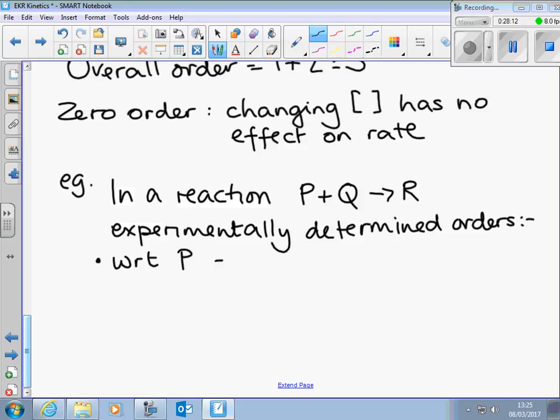And if we found that the order with respect to P was 2, but if we kept P constant and varied Q, we found that actually varying Q had no effect on the rate of reaction. What would the rate equation be now? This is really just doing it backwards, I suppose.